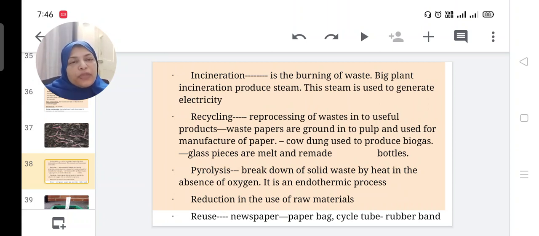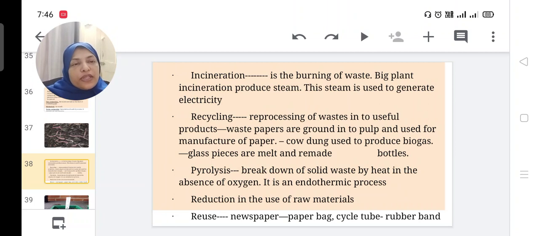Then the next method is pyrolysis. It is the breakdown of solid waste by heat in the absence of oxygen. It is an endothermic process. Then reduction in the use of raw materials.